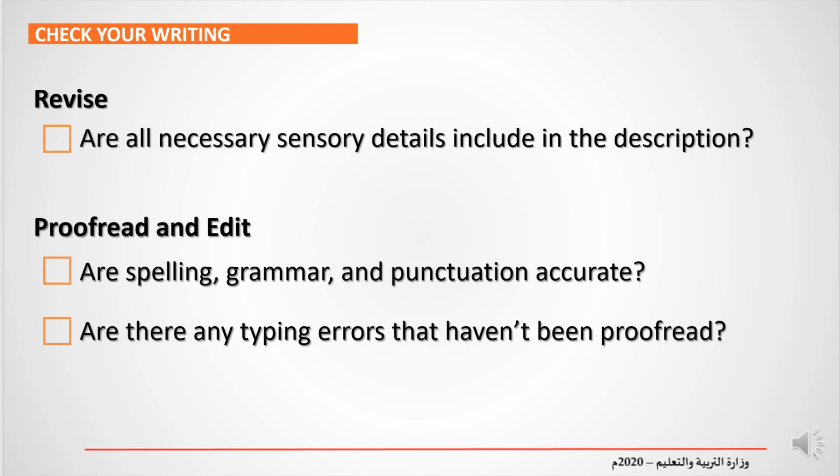Here is the final phase of your work. You need to check your writing. So, you start with reviewing your work. Ask yourself a few questions. Did I include sensory details in my description? Yes or no? If no, of course, you go back and include more sensory details.